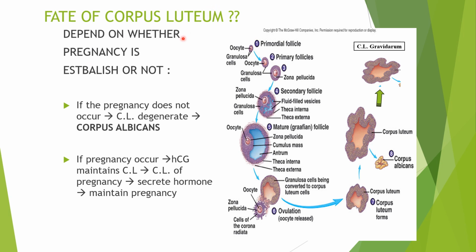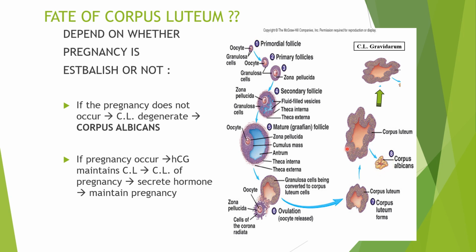What is the fate of the corpus luteum? It depends on whether pregnancy occurs or not. If pregnancy does not occur, the corpus luteum degenerates and becomes the corpus albicans. There is initially hemorrhage in the corpus luteum, causing it to become the corpus hemorrhagicum. Later on fibrosis occurs and the corpus albicans forms, and this corpus albicans then degenerates and forms the corpus atreticum.